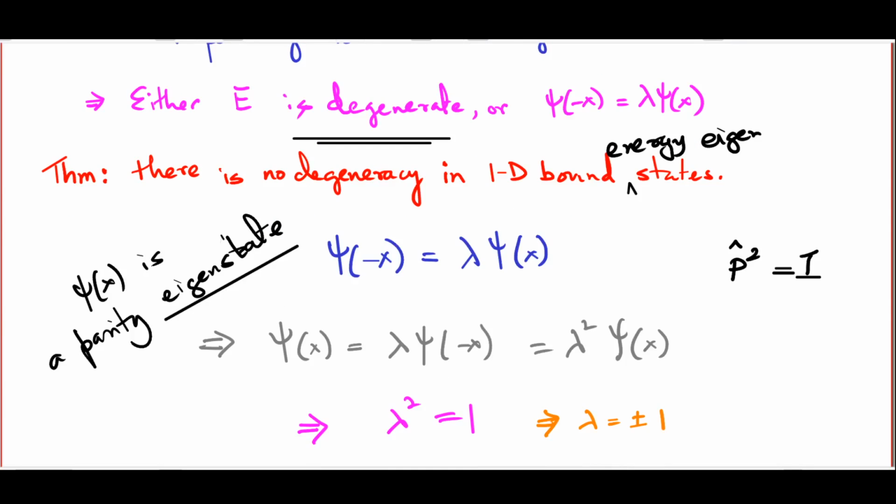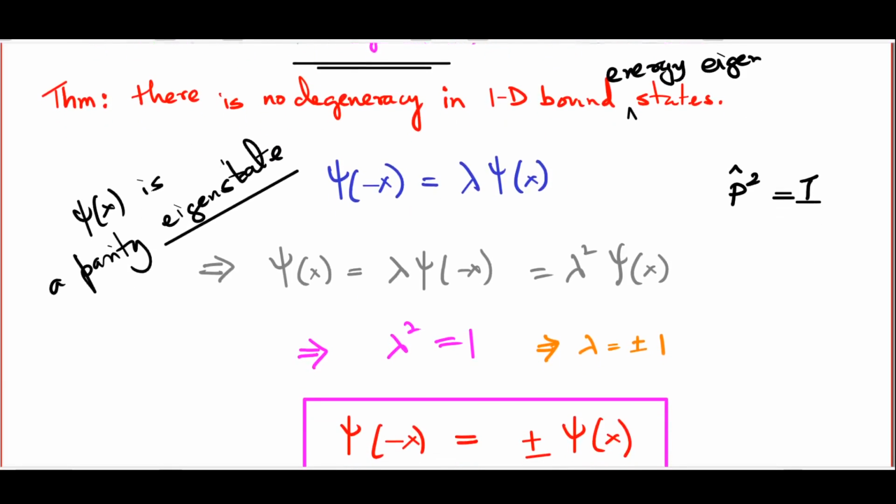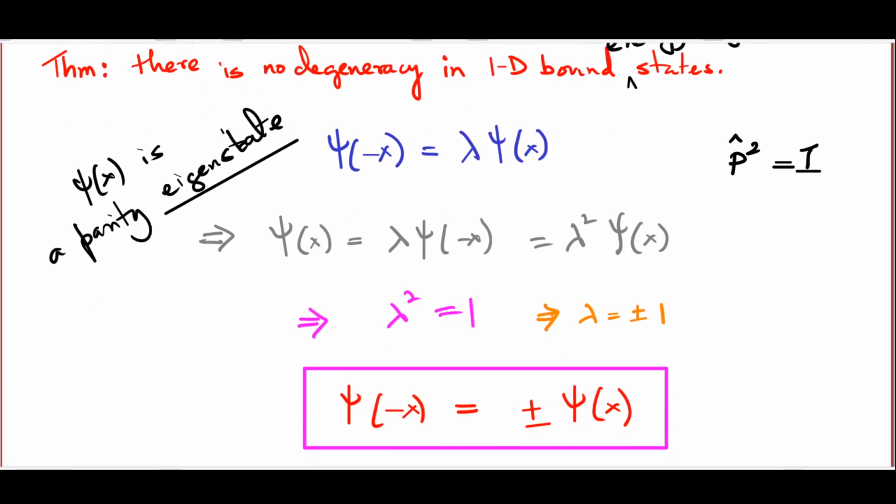So why are the energy eigenstates either even or odd? The answer simply is that energy eigenfunctions are parity eigenfunctions at the same time. This works for 1D bound states, and parity eigenfunctions have to be even or odd. Now before we go on to understand why it is that there are no degeneracies in 1D bound states, let me first quickly tell you what the scenario is in 3D.